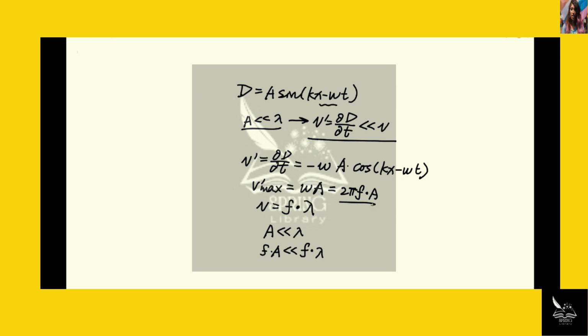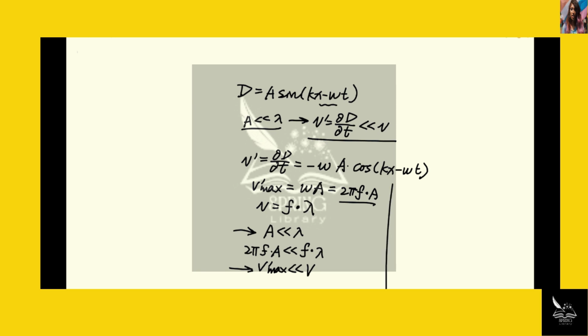Because it's so much smaller, adding a 2 pi actually wouldn't hurt, because 2 pi is around 6. If a is so much smaller than lambda, even multiplying it by 6, it will still be so much smaller. So then 2 pi f a is v prime max. So that's how a much smaller than lambda indicates v prime max is so much smaller than v. In other words, the transverse velocity of the string itself is so much smaller than the wave velocity.